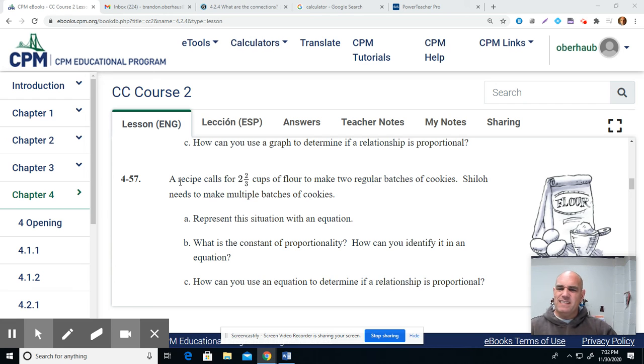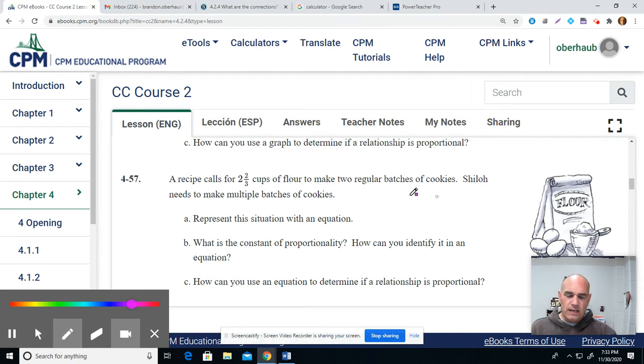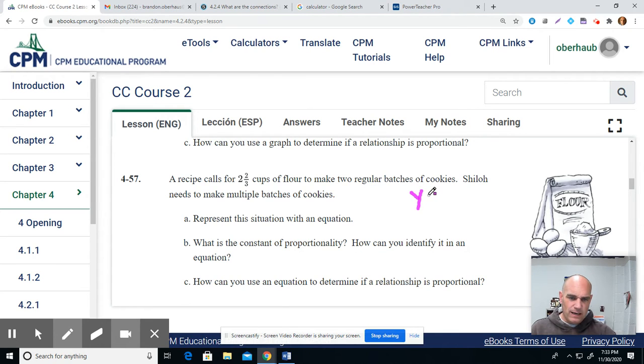Okay, question 57. A recipe calls for 2 2/3 cups of flour to make 2 regular batches of cookies. Shiloh needs to make multiple batches of cookies. So represent this situation with an equation. All right, so the first thing that we have to remember is the only equation that we know in our life right now is this idea of y equals kx. And we talked about that yesterday.